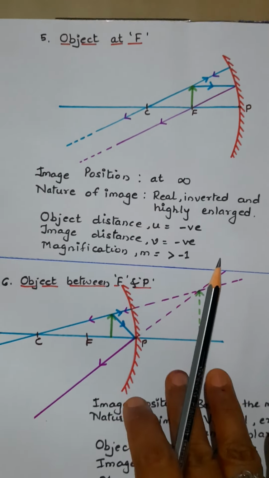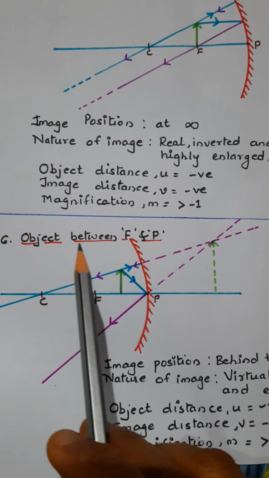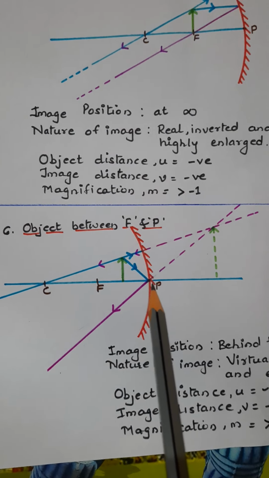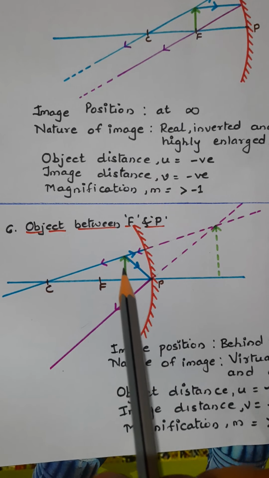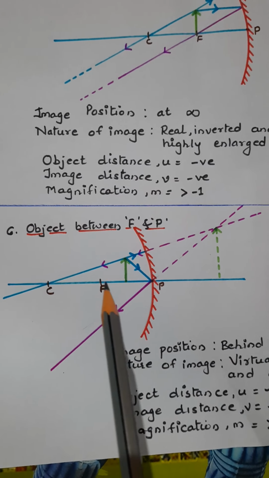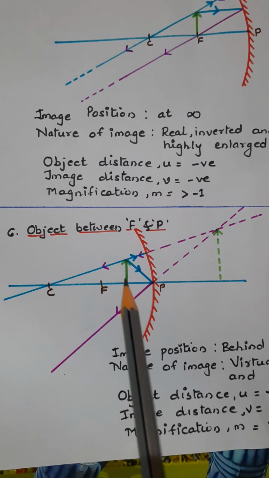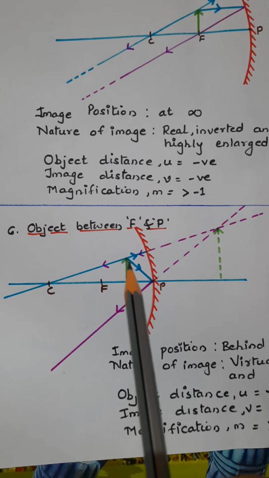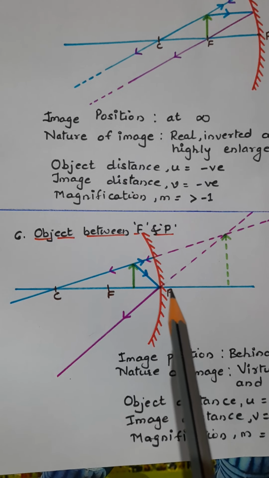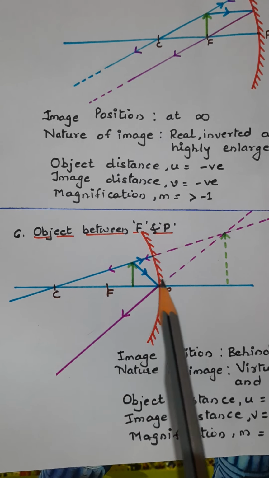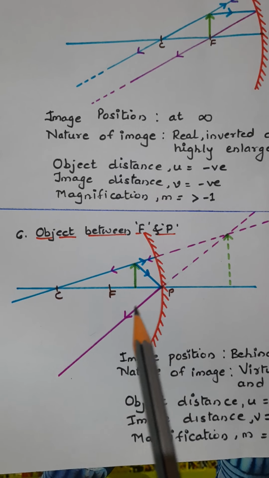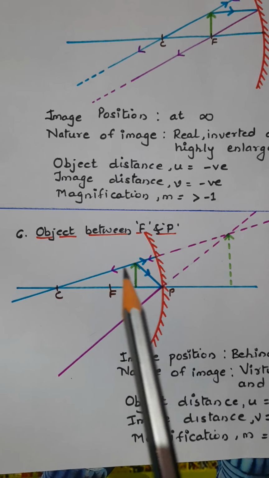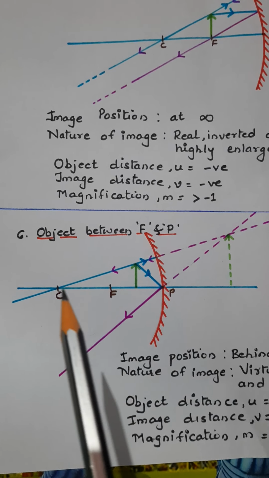Our last case we are going to consider is when the object is placed between F and P. F is focus and P is pole of the mirror. Here the object is placed between F and P. As the object is within F, we cannot consider a ray which is parallel to principal axis. Instead, we are considering a ray which is oblique to the pole. This incident ray is oblique to the pole, so it will get reflected obliquely. Another ray which is directed towards the center of curvature is considered here, which will retrace the path back.